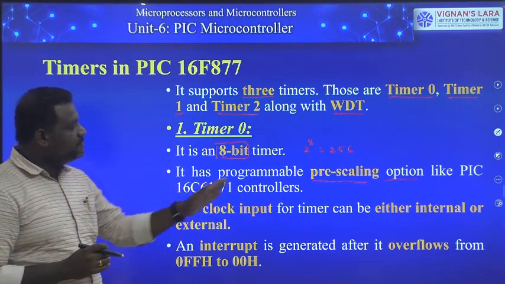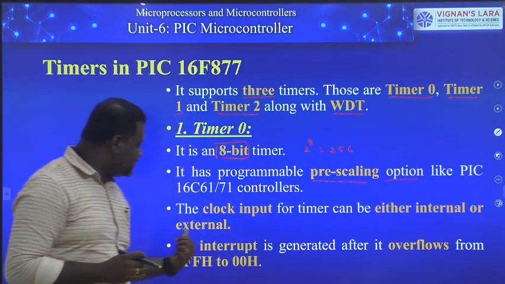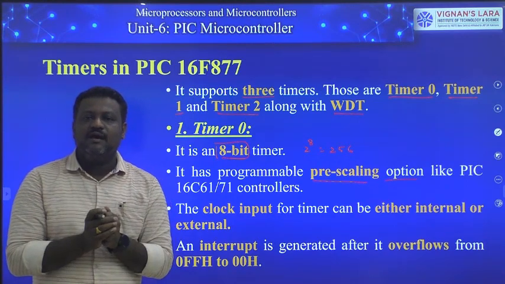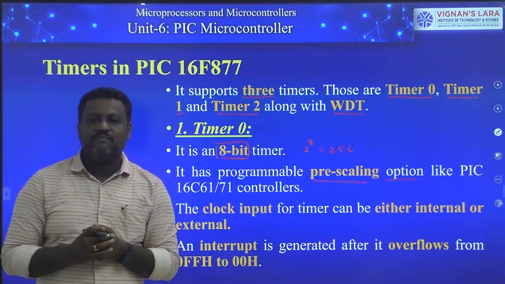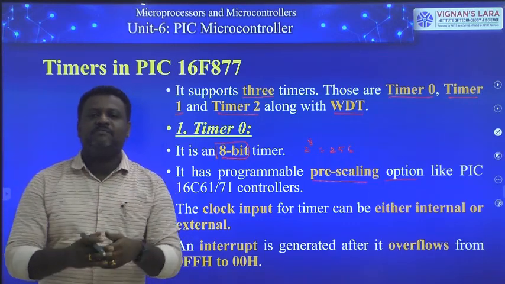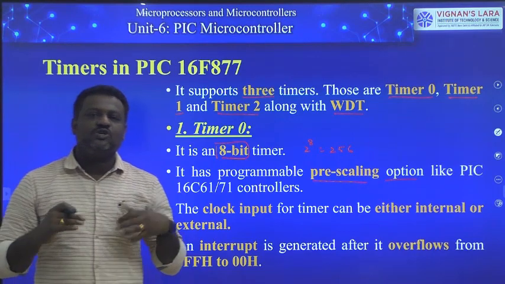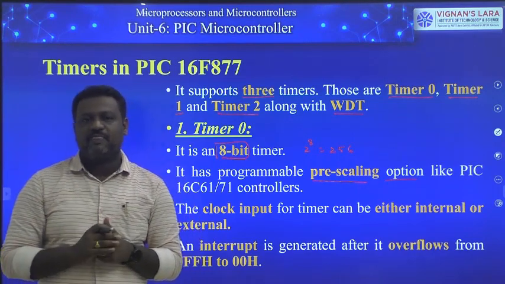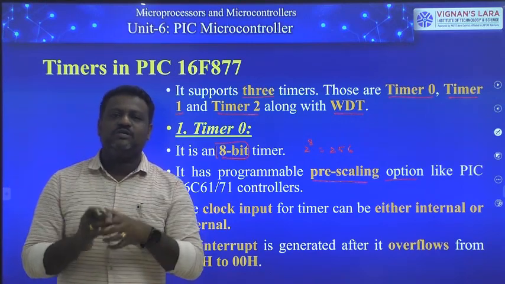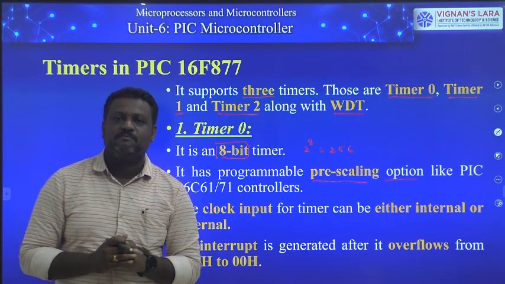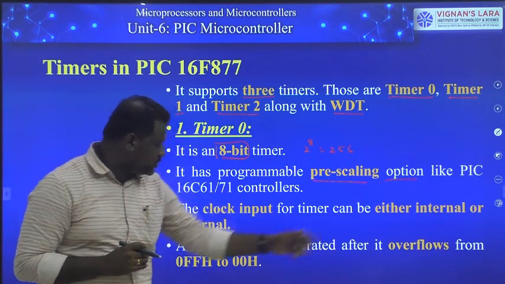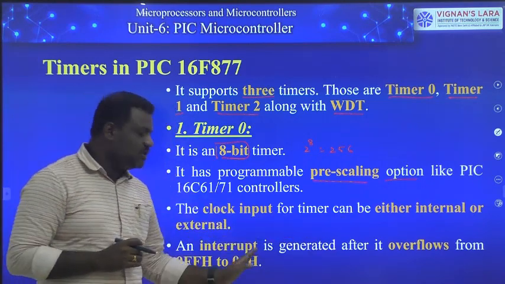Next, the clock input for this timer can be either internal or external. That means timer 0 gets a clock signal either from an internal oscillator circuit or from an external source. Once it receives a clock signal from the internal oscillator circuit, timer 0 acts as a timer. Whenever it receives a clock signal from the external world, timer 0 acts as a counter. You remember that. Coming to the next point, an interrupt is generated after it overflows from 0FFH to 00H.